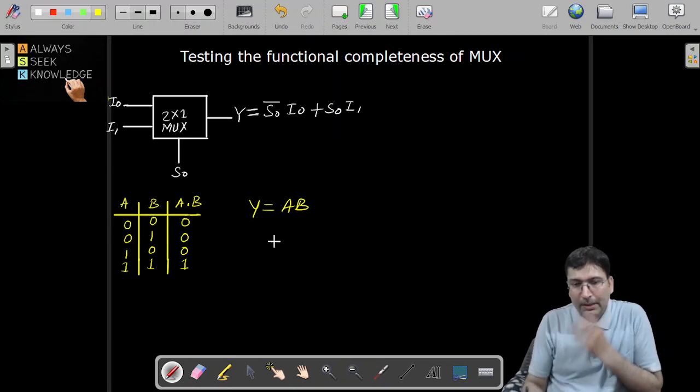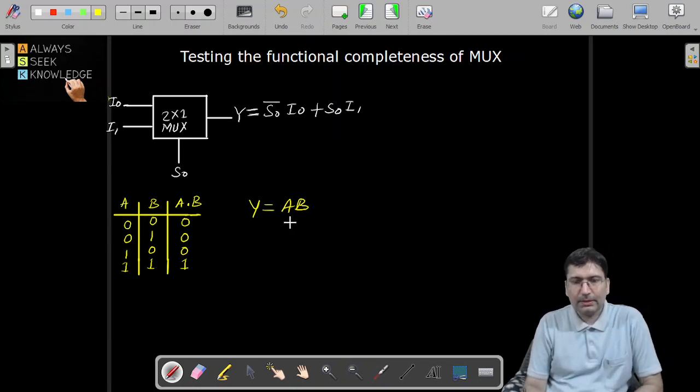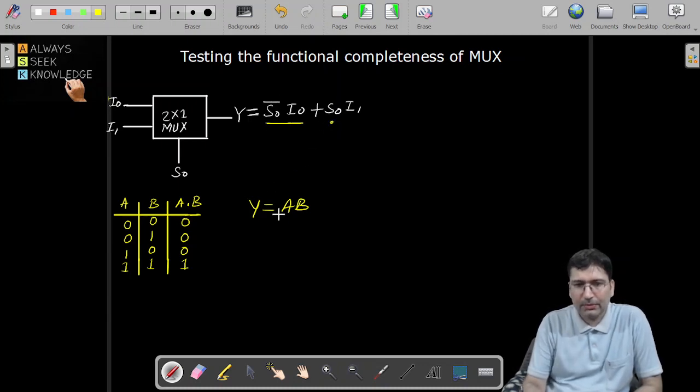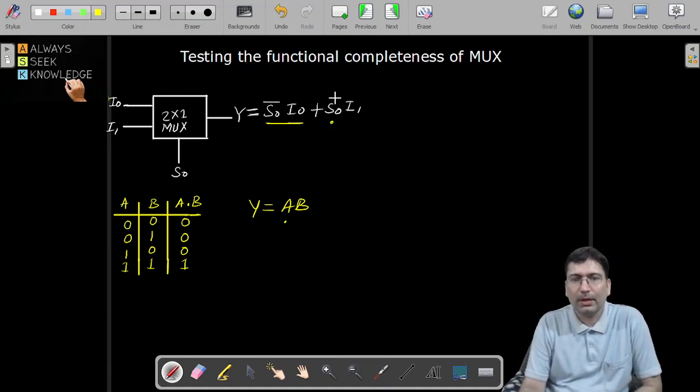Now if we want both the things without any complement, this portion will not give it, because there is a complemented one. So in case, instead of S, we pass A, and instead of I1 we pass B, this can give us A dot B. I hope you are understanding.